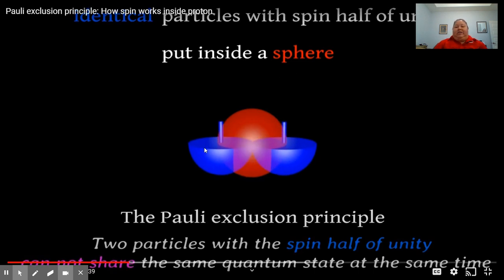So right now they're talking about if these electrons have the same spin, can we fit them in this orbital?